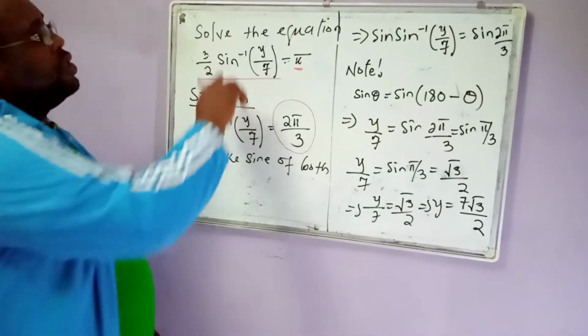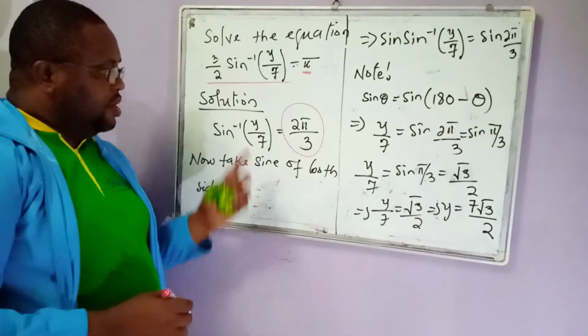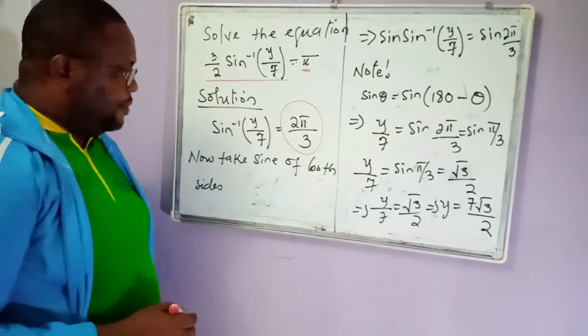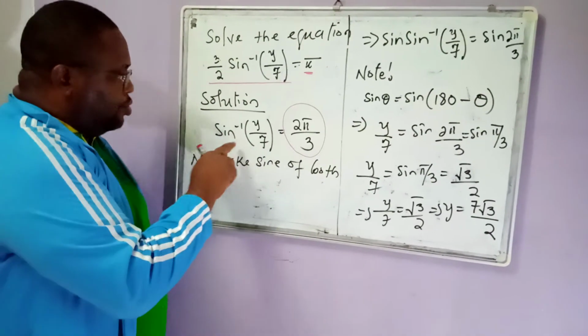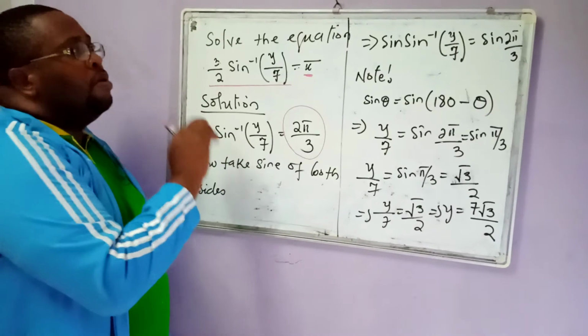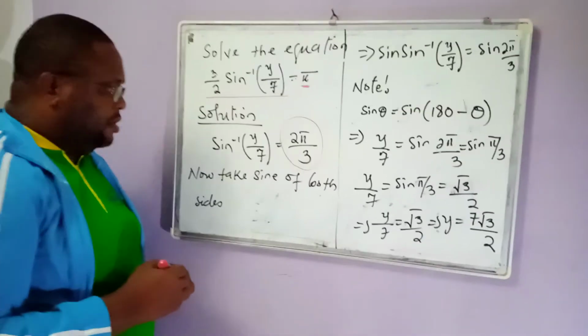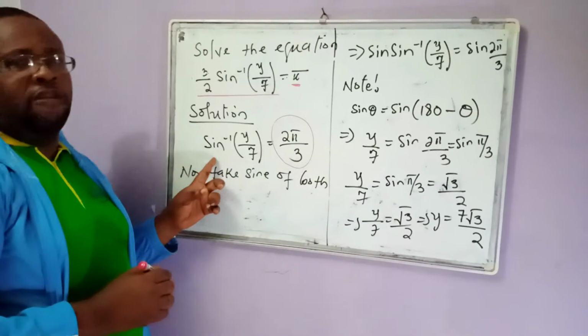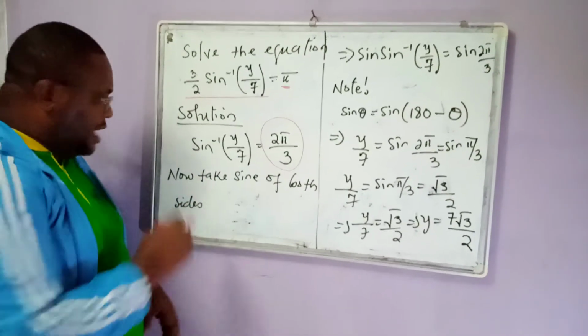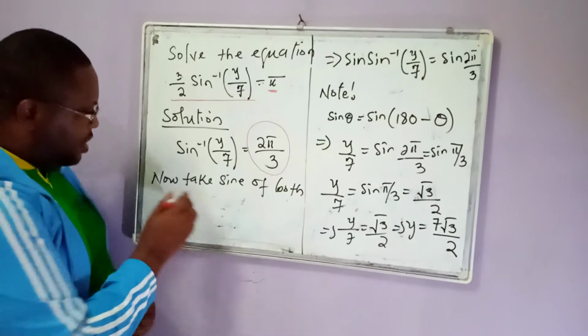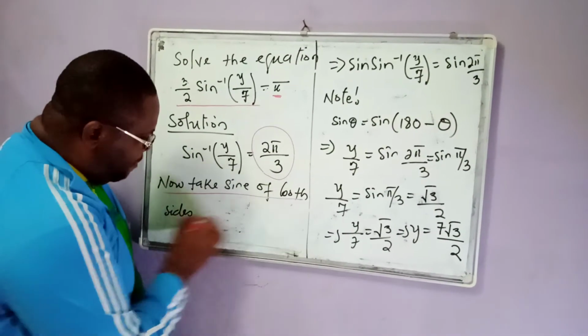Now the question says solve the equation. In other words, y is the variable here. So what can I do to take away this sine inverse? What I'm going to do at this juncture is simply to take sine of both sides.